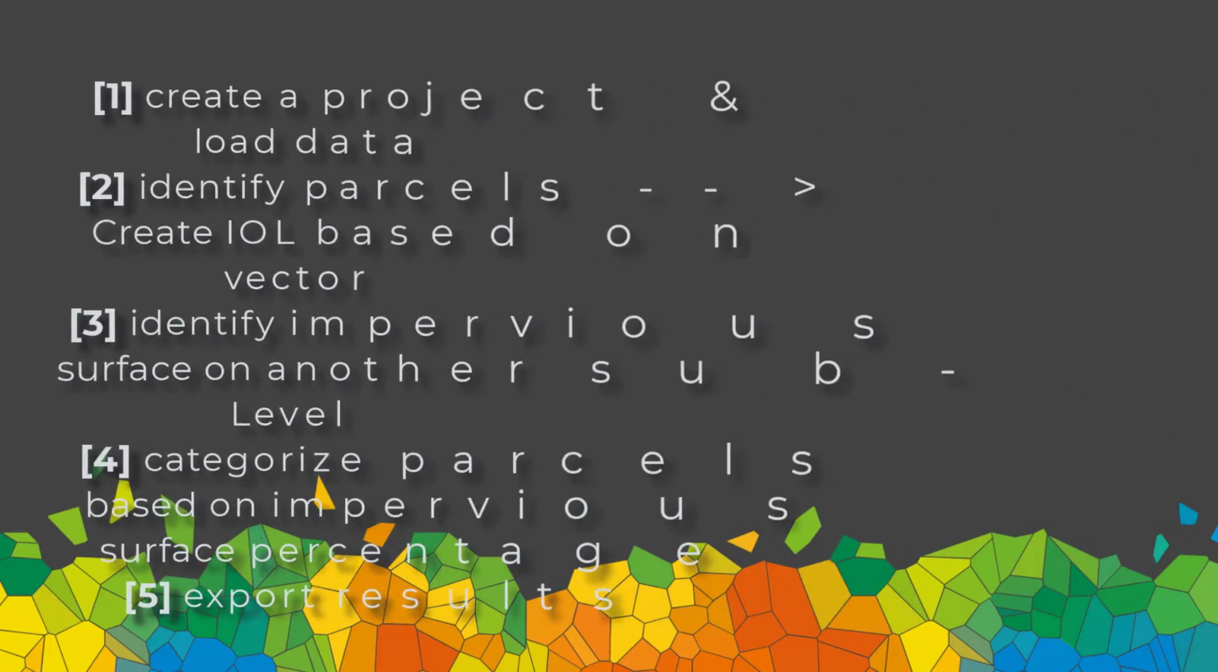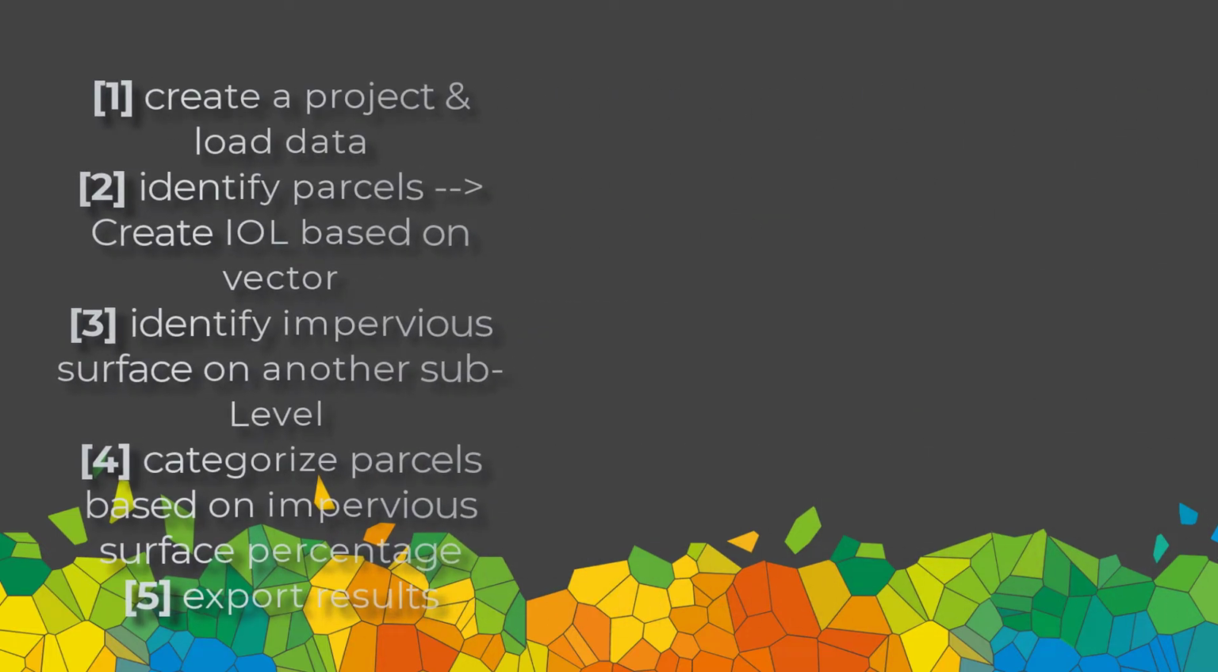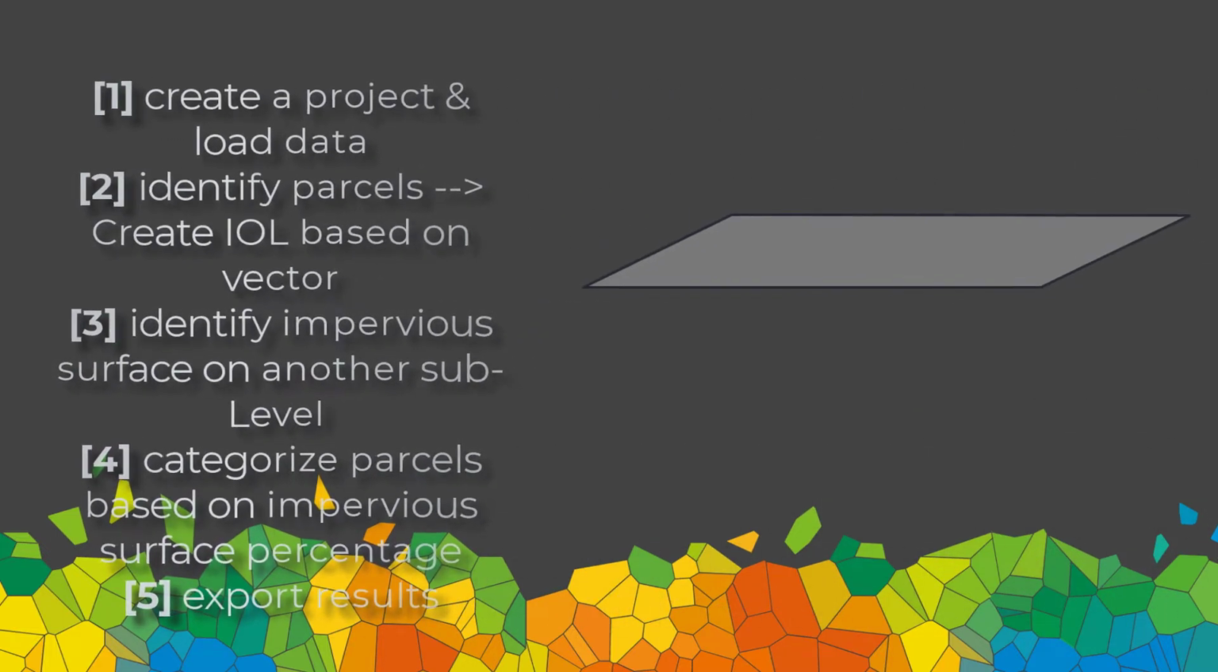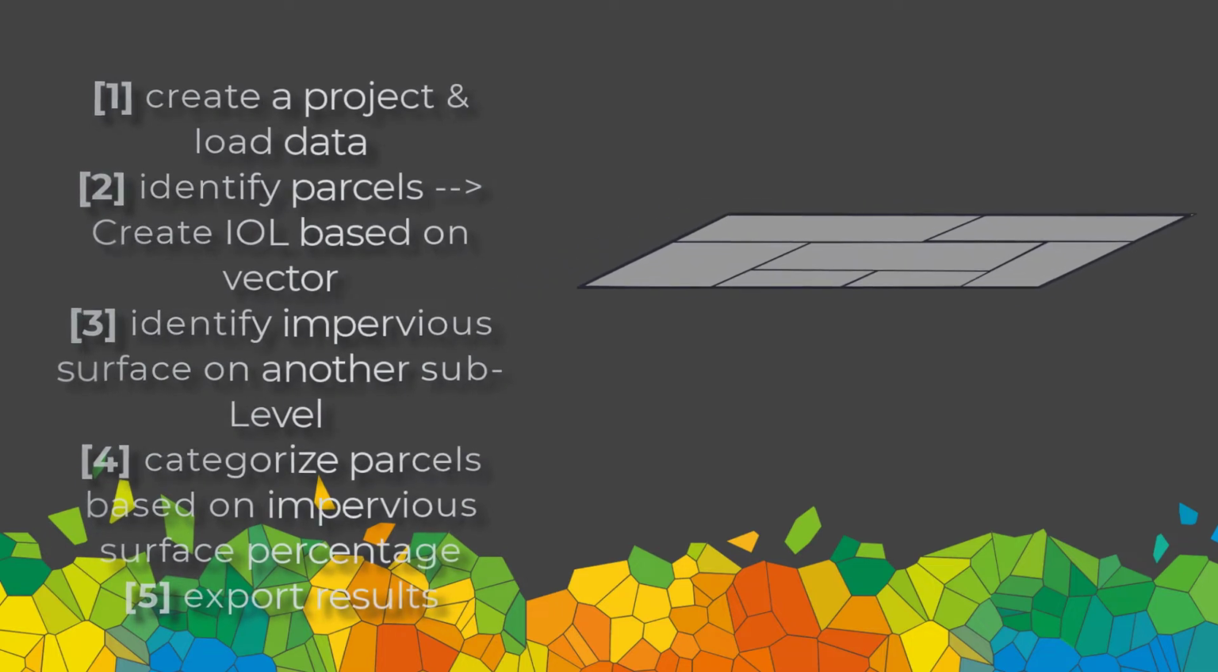All right, so here is the agenda. First of all, we're going to create a project and load the data. Again, it's a vector file and an RGB image. Then we're going to identify the parcel.